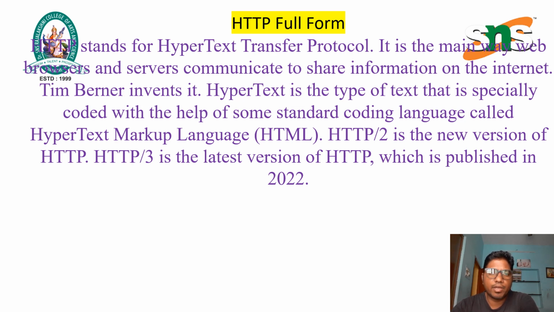It is the main way web browsers and servers communicate to share information on the internet. Hypertext is a type of text specially coded with the help of a standard markup language called Hypertext Markup Language, HTML. HTTP/2 is the newer version of HTTP, and HTTP/3 is the latest version, which is advanced.